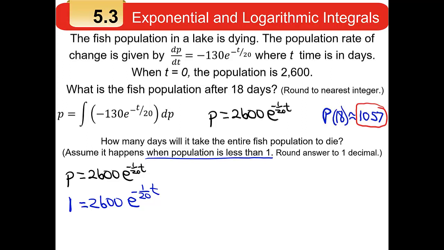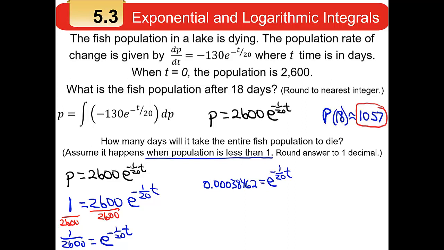How do you solve it? Well, I'll divide both sides by 2,600. And then if you calculate that, that comes out to a decimal. Just let your calculator calculate that value.